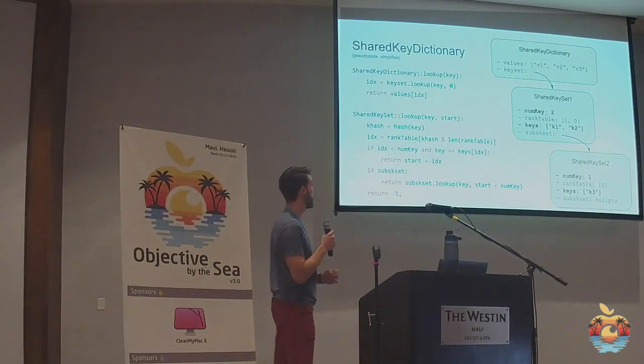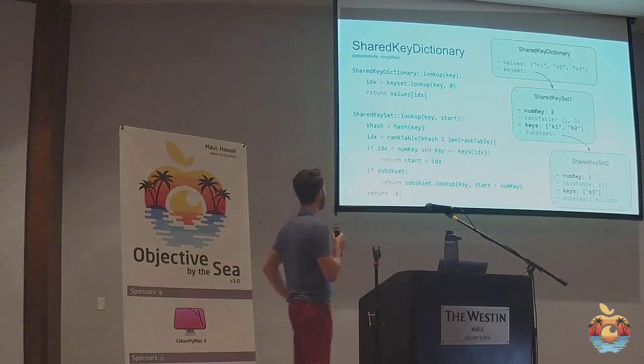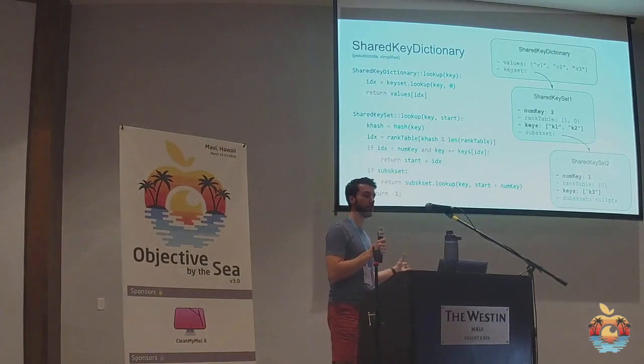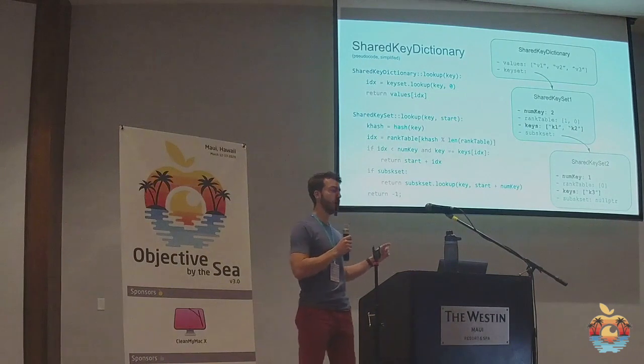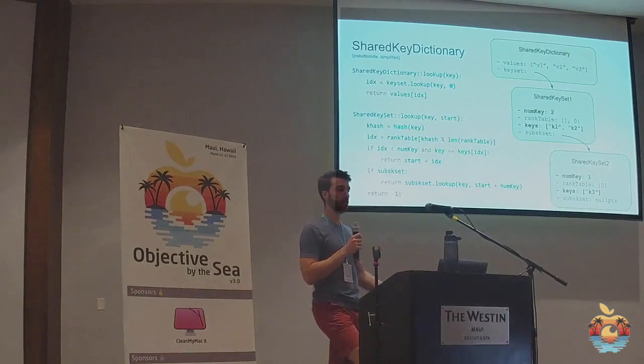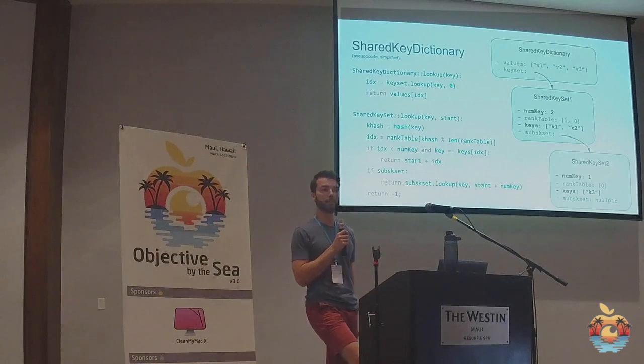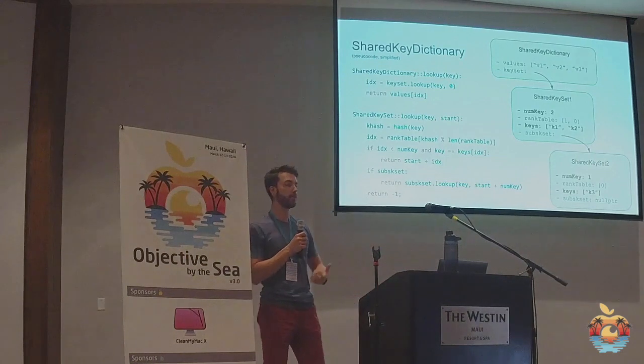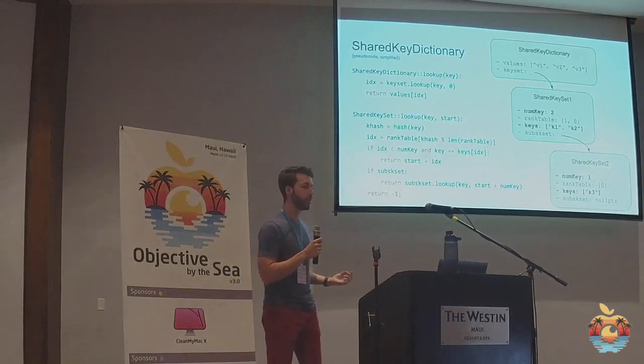Now the key set is the more interesting thing. The lookup is something like: hash the key, take that hash and use it as an index into some rank table. Then whatever that gives you, use that as an index into a keys array. And then do a key comparison, and if that matches, then we have an index.